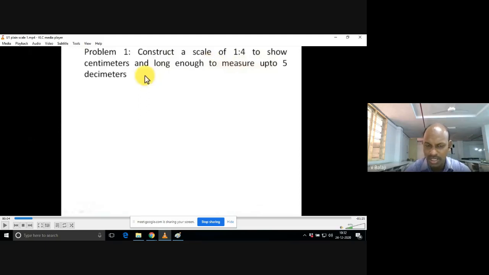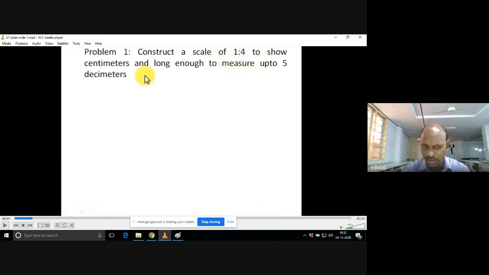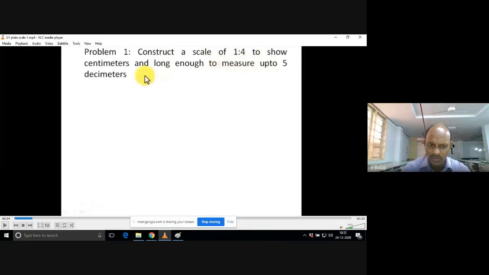Can you tell me, 1 centimeter is equal to how many millimeters? 10. Very good. But here there are no millimeters in the given problem. It is the relation between centimeters and decimeters only. Now tell me, 1 decimeter is equal to how many centimeters? 10. Okay. Now you just note down somewhere the relation between many other units that we generally come across in practical problems or in our syllabus.